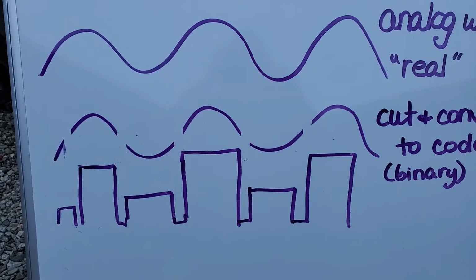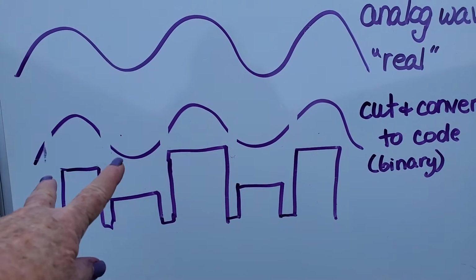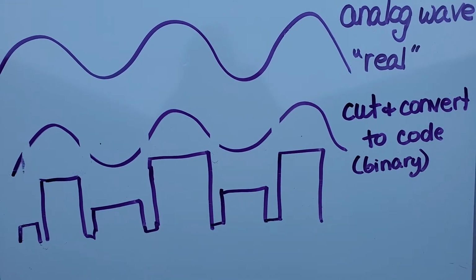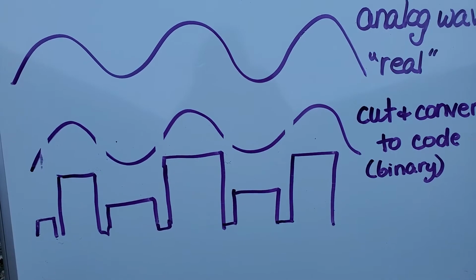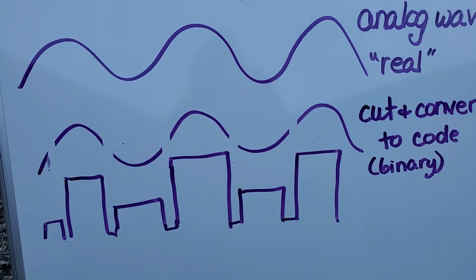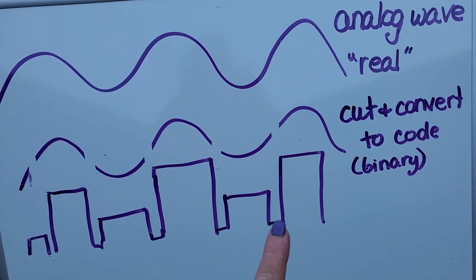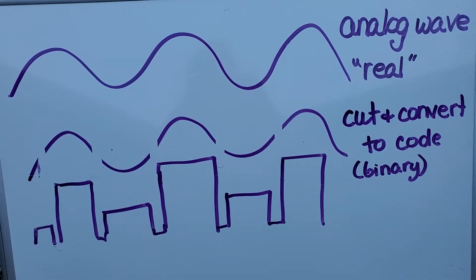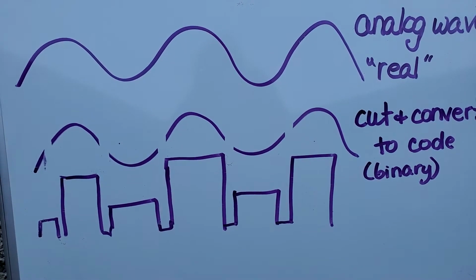So what they came up with was, what if we chunk it up? What if we cut it, see those little cuts? And we turn it into computer code. And the computer code represents that part of the wave. So you see here a binary code that kind of reflects the wave. The problem is it's not very accurate. That's going to be your old 8-bit video games.